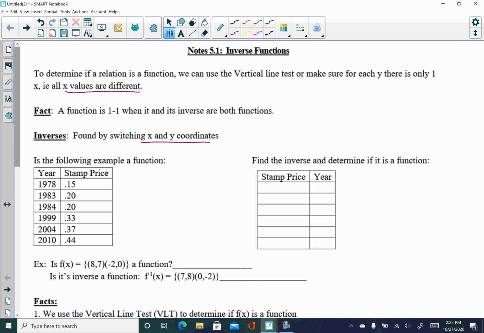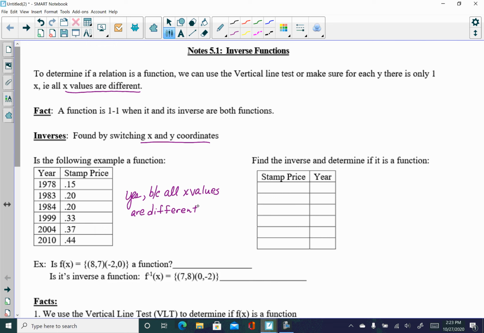So in the example below, in the left-hand column I have years, in the right-hand column I have the stamp price. It's asking us, is this an example of a function? If all of the x values are different, it's a function. So we go down and look at my years. Every single one of these years are different. So yes, this is a function. And I'll write here yes because all x values are different.